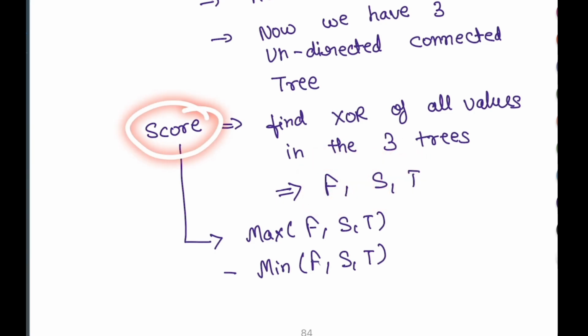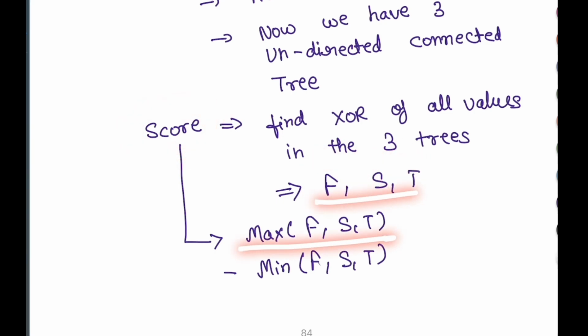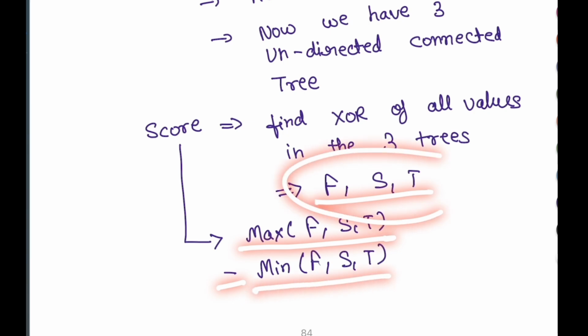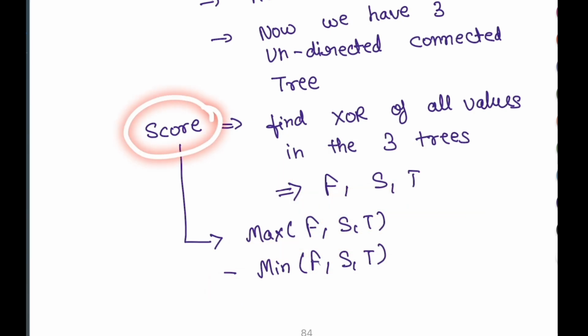Now the score is equal to the maximum value of all the XORs we have minus the minimum value of all the XORs we have. That is, the score is going to be the difference of the maximum of all the 3 XORs and the minimum of all the 3 XORs. We just need to minimize this difference. That is, we need to minimize the score.